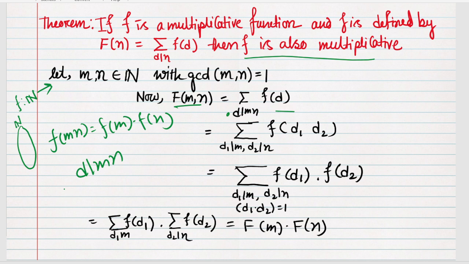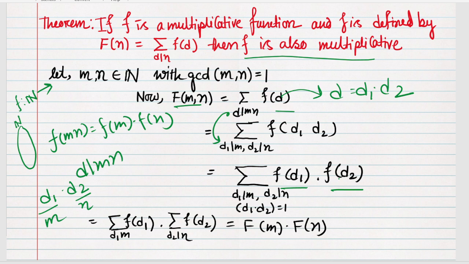Then we can break our divisors d into the product of d1 and d2, where d1 divides m and d2 divides n. So we broke this down into this. Then we have that d equals d1 dot d2, and we break f of d into f of d1 and f of d2 by the multiplicative property. Then it follows that the summation of f of d1 dot f of d2 equals F of m into F of n, which is our proof.